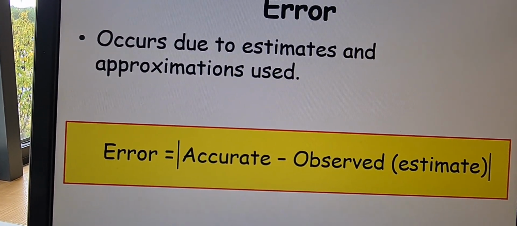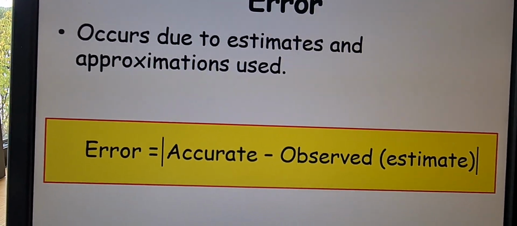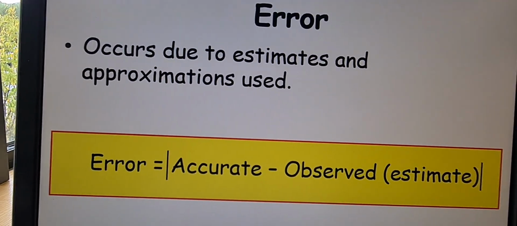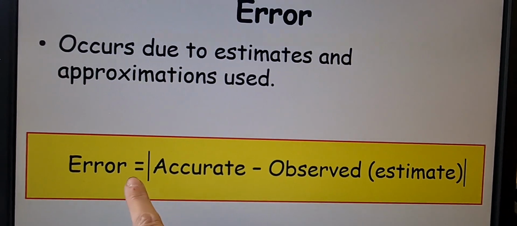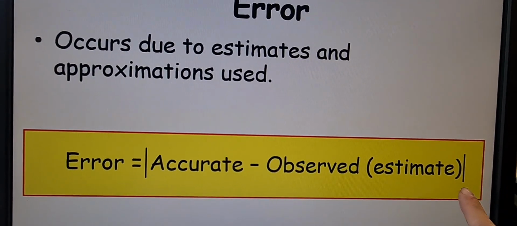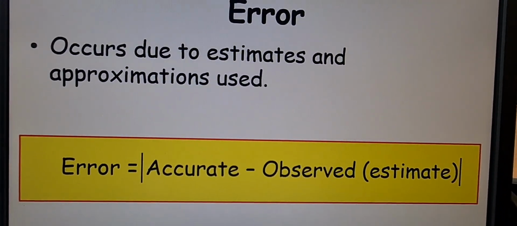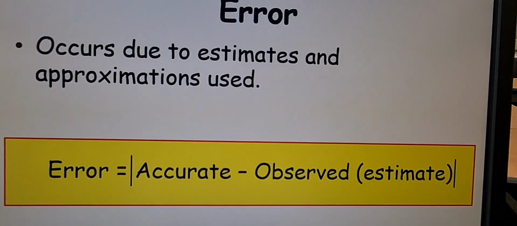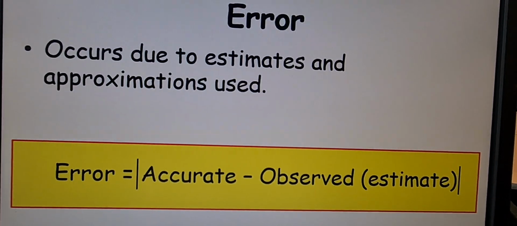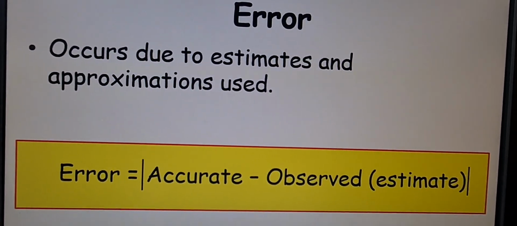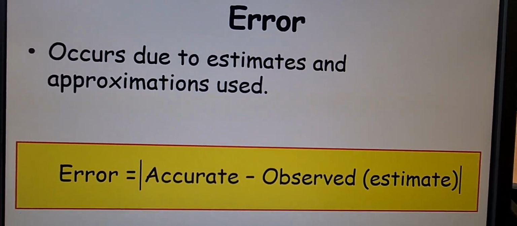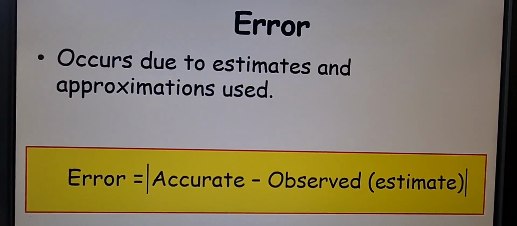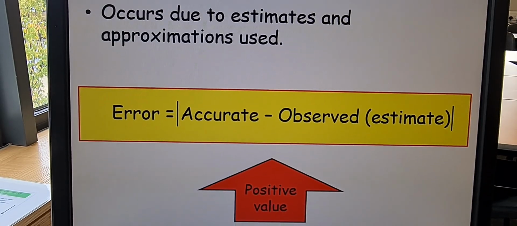And the formula for getting out the error, it's the absolute value of, now see these lines here and here at the end, they mean absolute value lines, and that just means take the positive answer always, because distance can't be negative. So it'll be your accurate answer, take away your observed value or your estimated value, and that will give you what the error was that occurred. So make sure these notes go down into your copies.